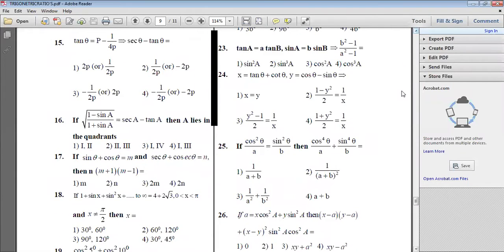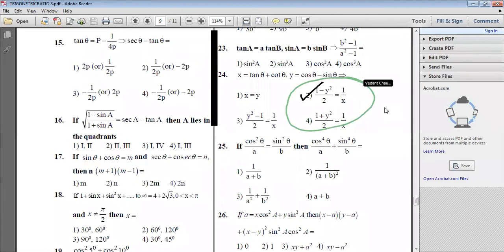The 24th was going on. Okay. Look at the problem number 24. When x is equal to tan theta plus cot theta and y is equal to cos theta minus sin theta, then which of the following options are correct?